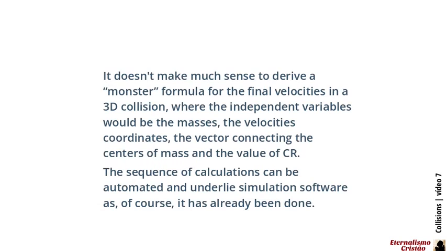It doesn't make much sense to derive a monster formula for the final velocities in a 3D collision, where the independent variables would be the masses, the velocities of A and B coordinates, the vector connecting the centers of mass, and the value of CR. The sequence of calculations can be automated and underlie simulation software as, of course, it has already been done, and has just been done by us.